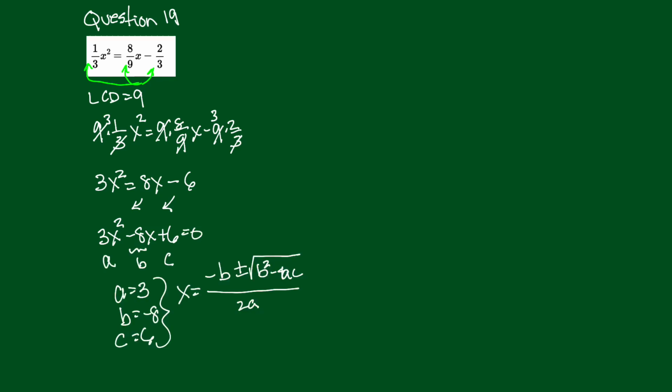So let's substitute these numbers. We'll get x is equal to negative b. Now be careful here. Down here at the bottom, b is negative 8. So think of this as the opposite of b. The opposite of negative 8 is 8. But I'm going to write it this way. I'm going to write everything. The opposite of negative 8 plus or minus the square root of negative 8 squared minus 4 times a, which is 3, times c, which is 6, all over 2a, 2 times 3.